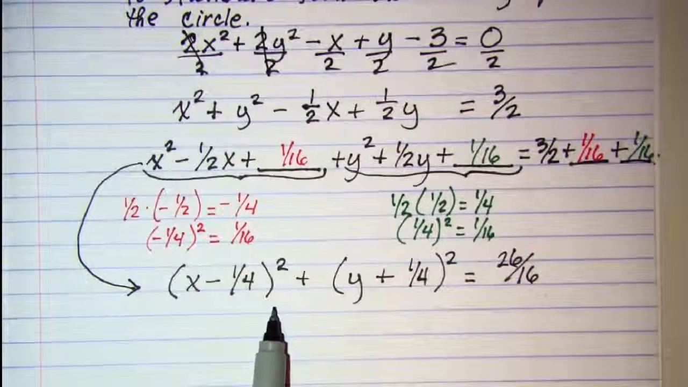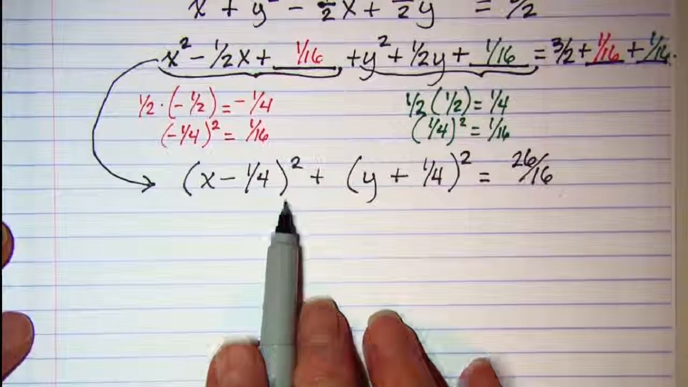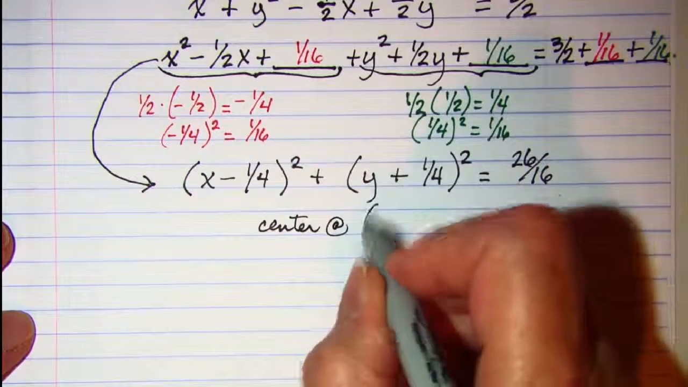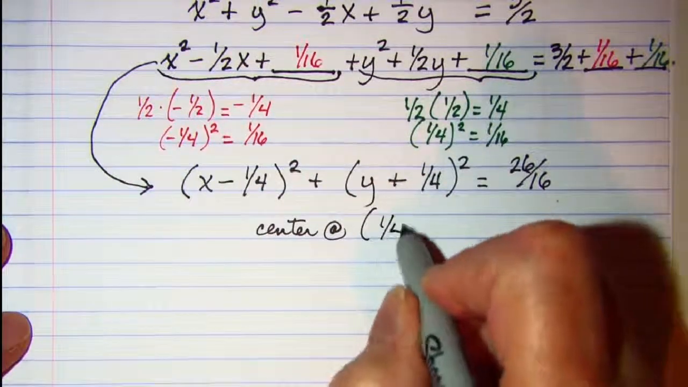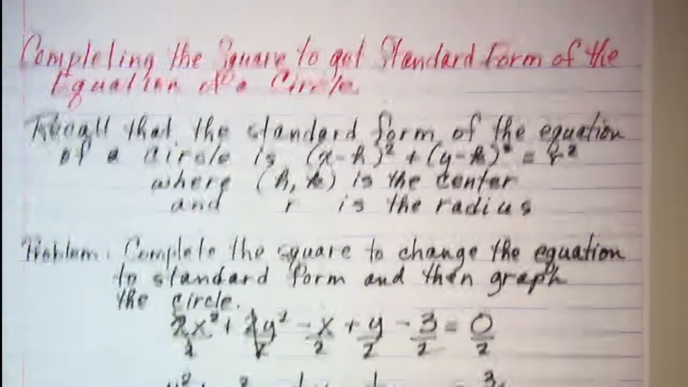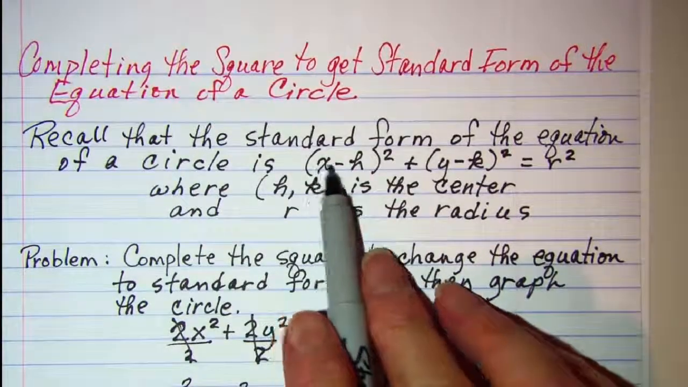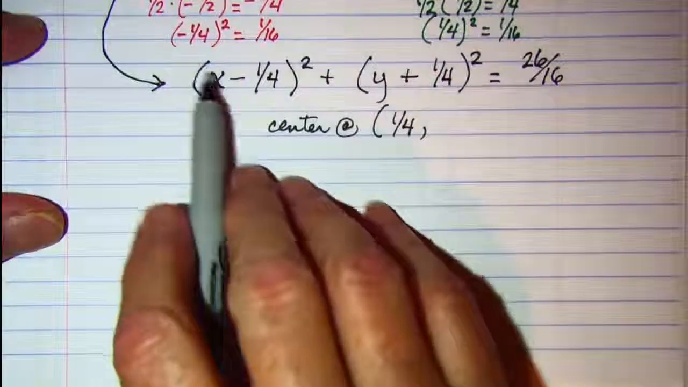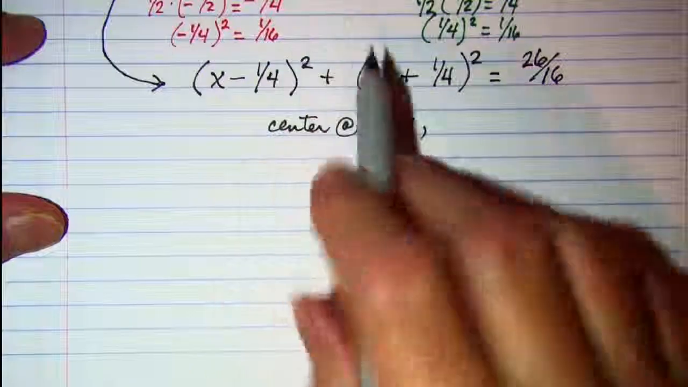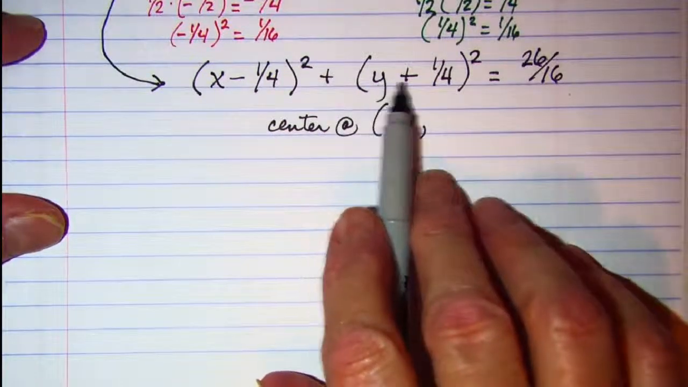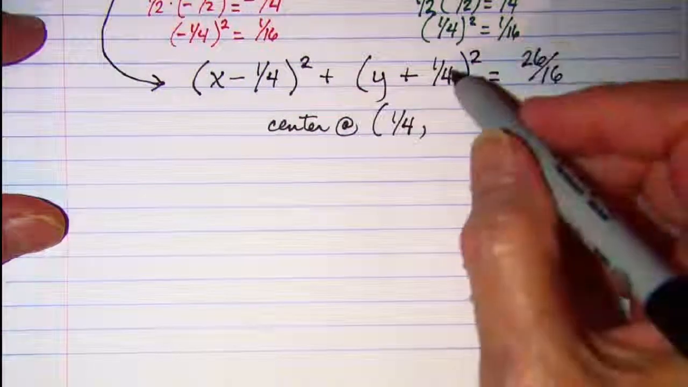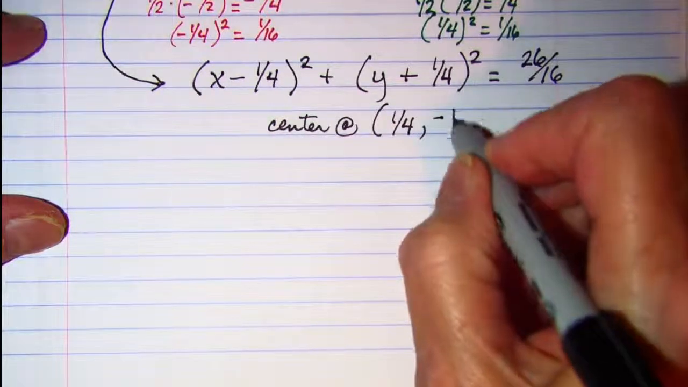Now, my information from this standard form is my center is at 1/4. Now remember that on our standard form of our equation, it's x minus h. So h in our problem is 1/4. If we change this one to y minus k, then it's y minus a negative. So the y coordinate of our center is a negative 1/4.